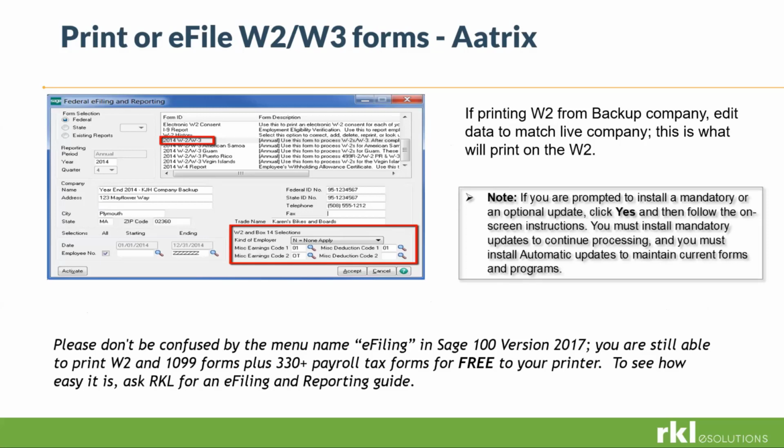If you are printing a W-2 from a backup company, then you'll just need to edit the company data, such as the name and the address, etc., to match the live company. And don't allow the name eFiling to be confusing, because you do have the ability to print, not electronically file, your forms. We have a guide that we can supply to you if you need it, and it will walk you through each of the screens that are presented and what the responses should be, although they are fairly intuitive.